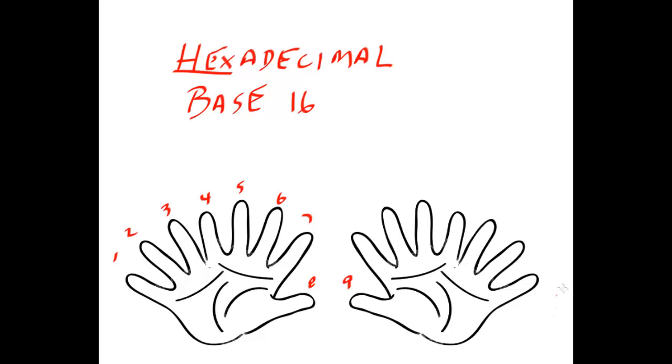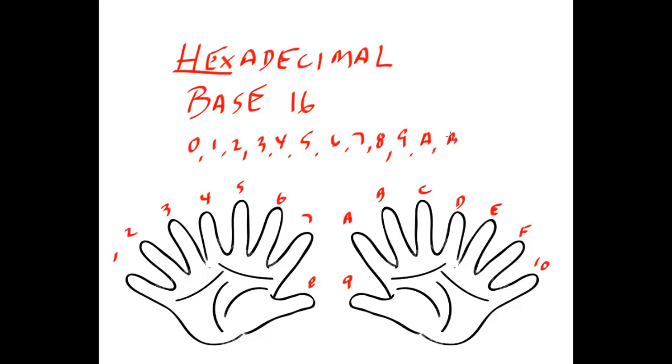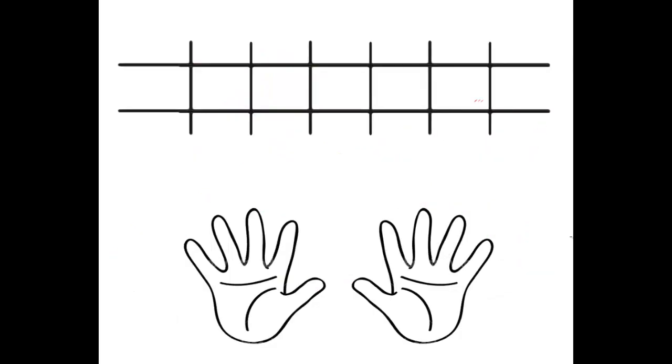And we know we want to get to one set of 16, so what do we do with these? So we're going to go with A, B, C, D, E, and F. So our digits in base 16 would be 0, 1, 2, 3, 4, 5, 6, 7, 8, 9, A, B, C, D, E, and F. 16 digits.